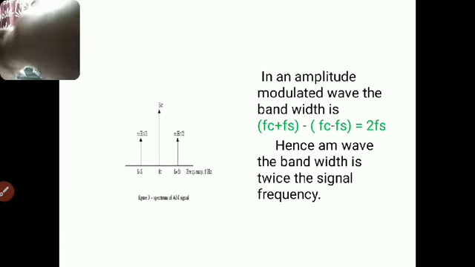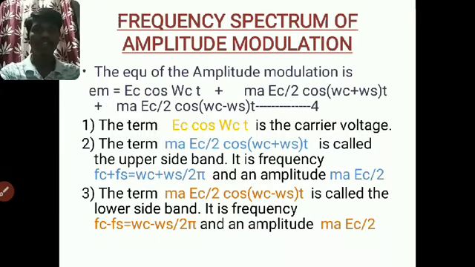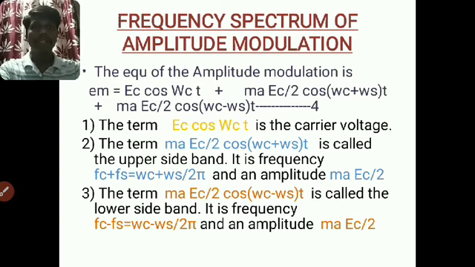Now first we will discuss the frequency spectrum. We know that in amplitude modulation, the amplitude is varied, while the frequency and phase remain constant. We have to know the frequency spectrum. What is the frequency spectrum? The number of oscillations per second is the frequency; the number of oscillations is varied.